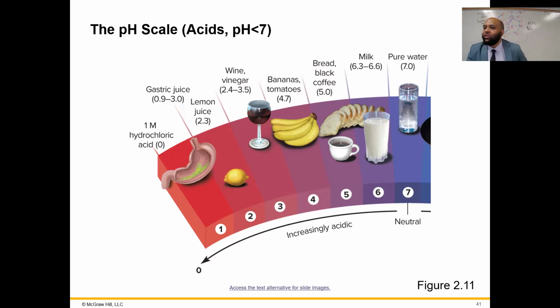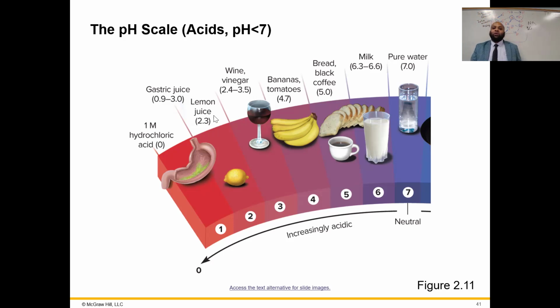Almost neutral. So if we're saying that lemon is acidic, why is it that you're supposed to put lemon in water? When you mix lemon in water, now it's turned from acidic to alkaline.